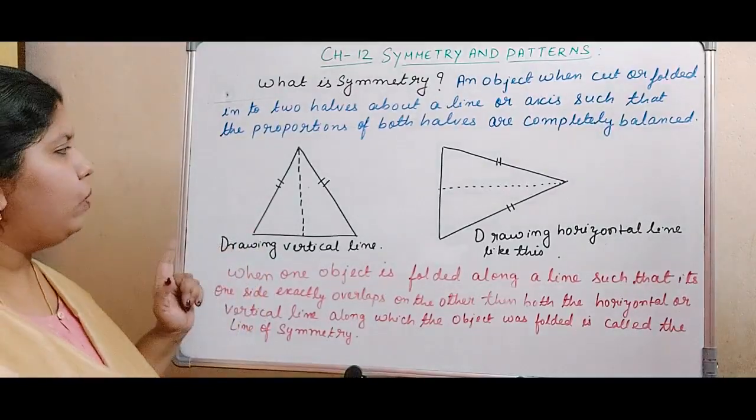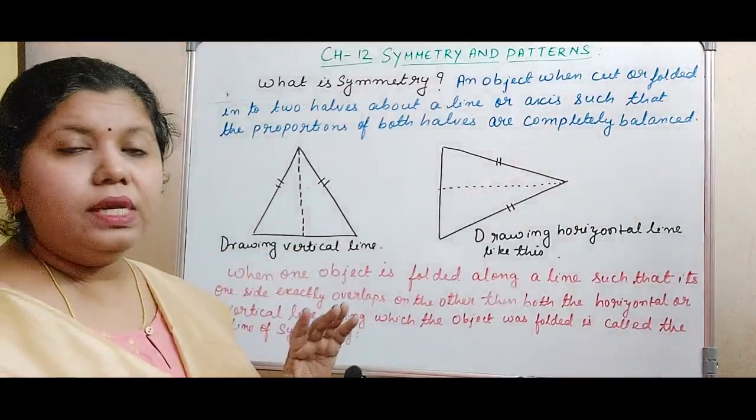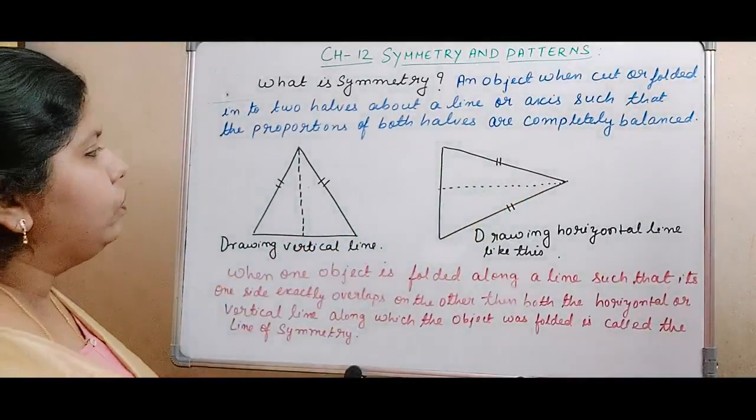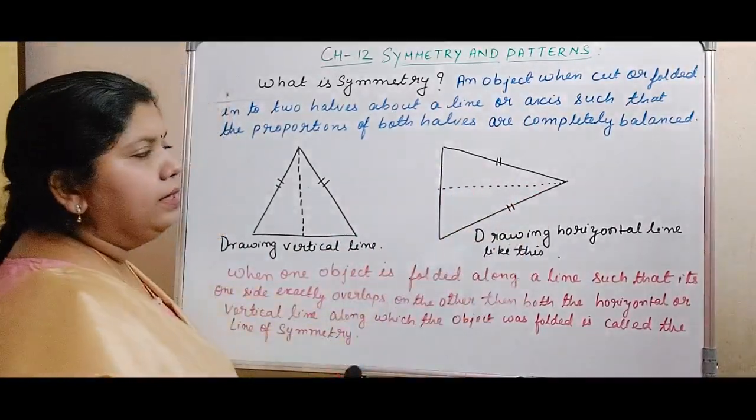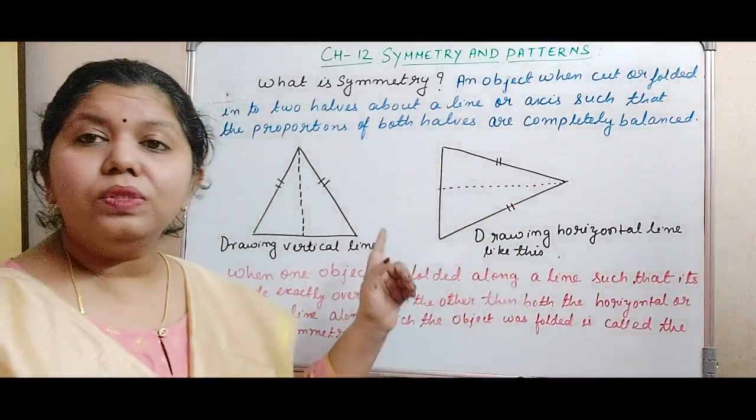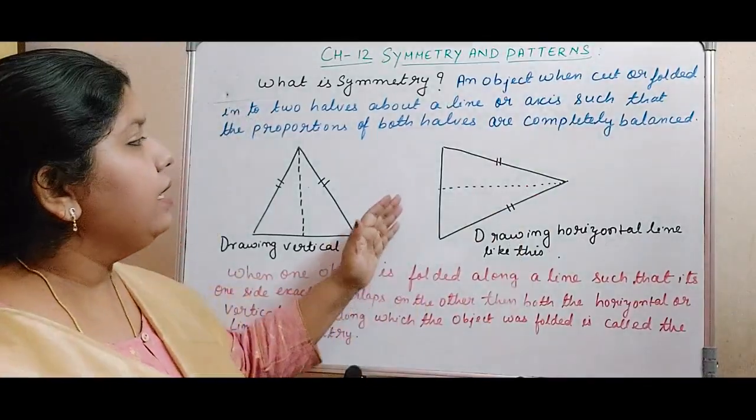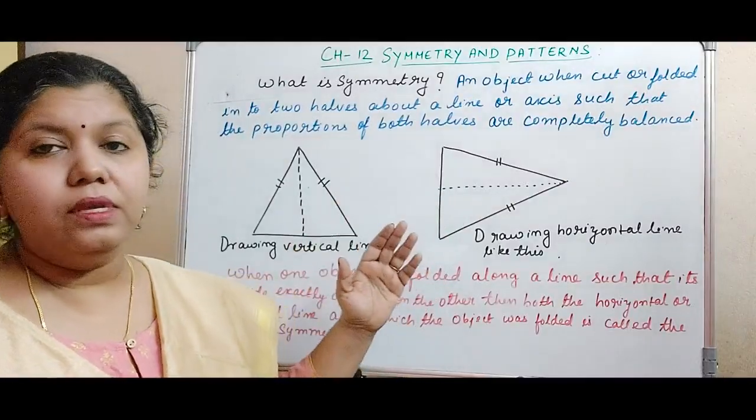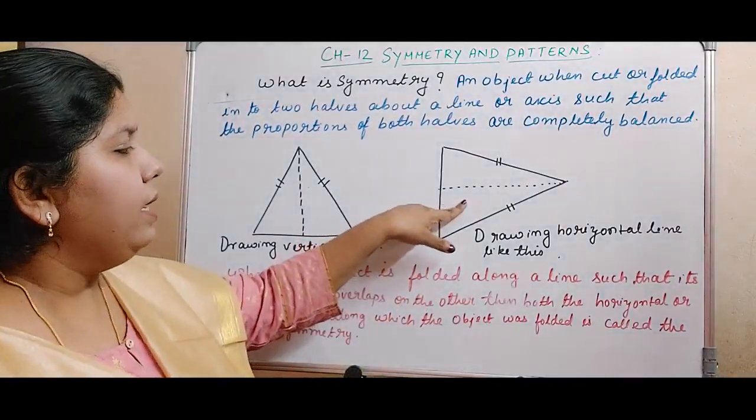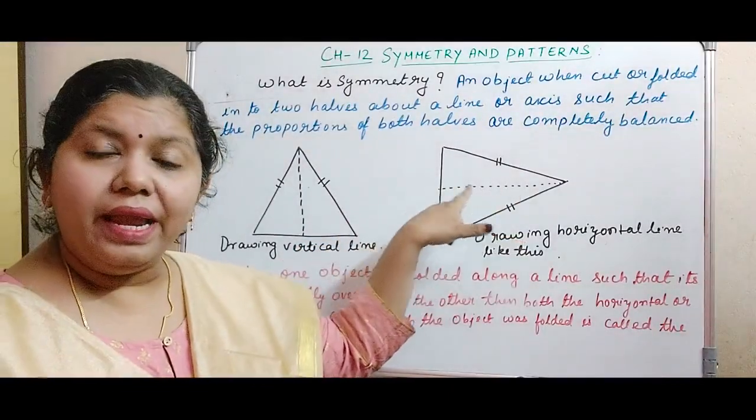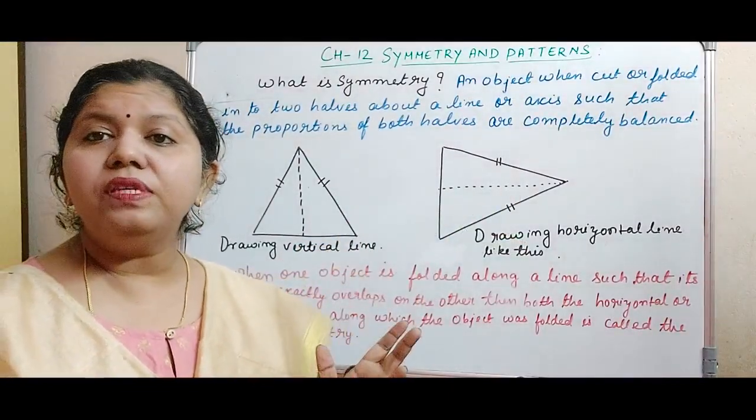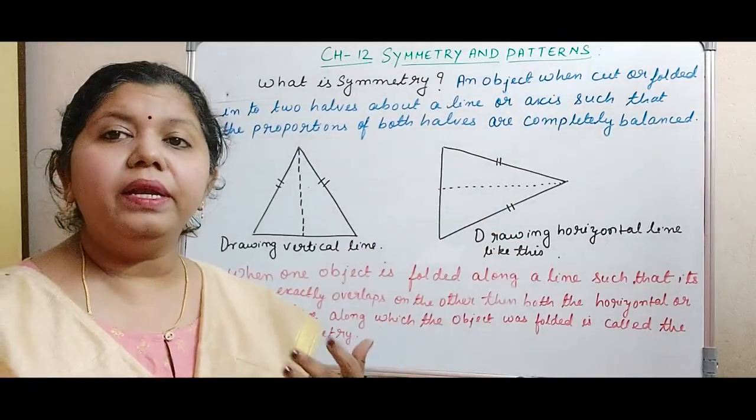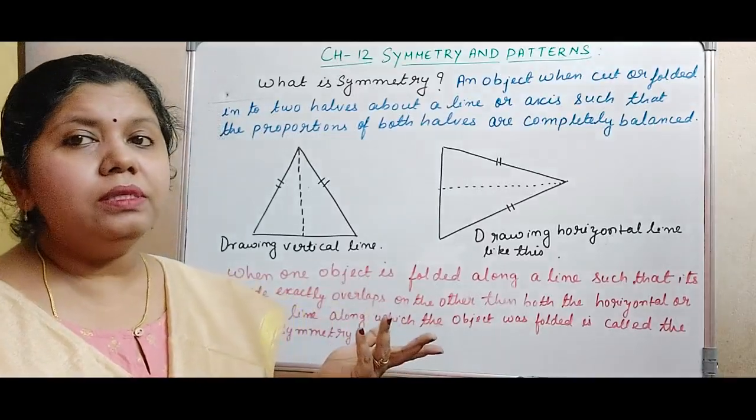If we change the direction of the isosceles triangle, and it is kept horizontally in this way, this particular line looks like a horizontal line, and it is again dividing this triangle exactly into two equal halves. So this line is called the line of symmetry. So a line of symmetry can be a horizontal or a vertical line depending on how the figure is placed.